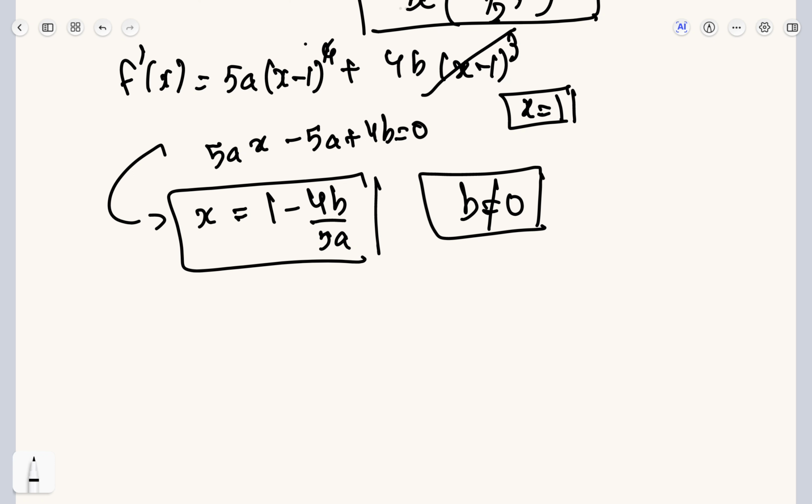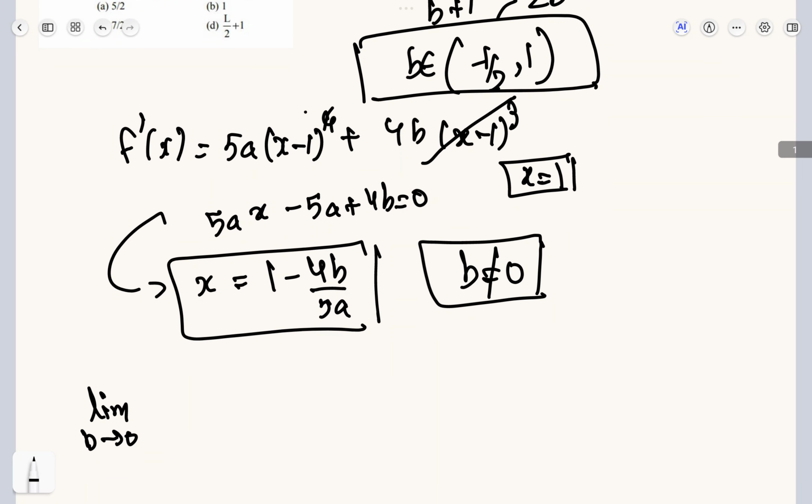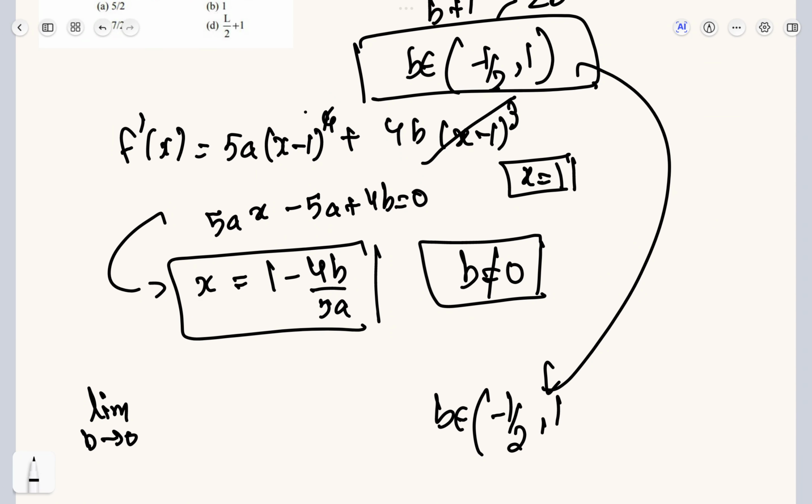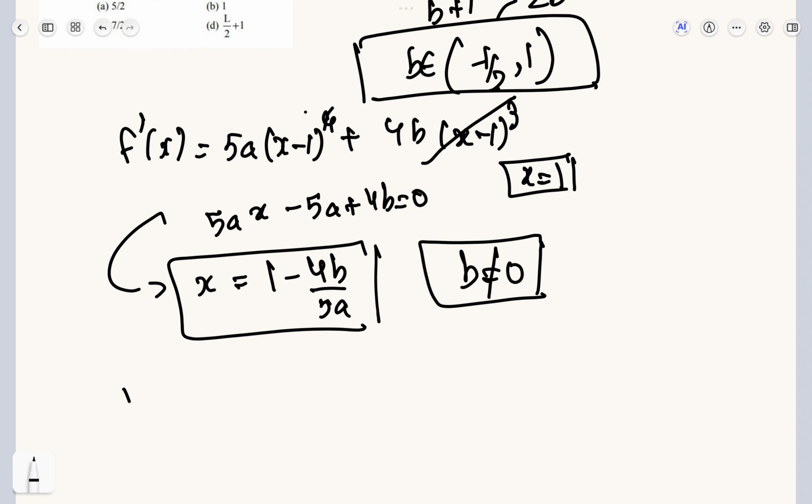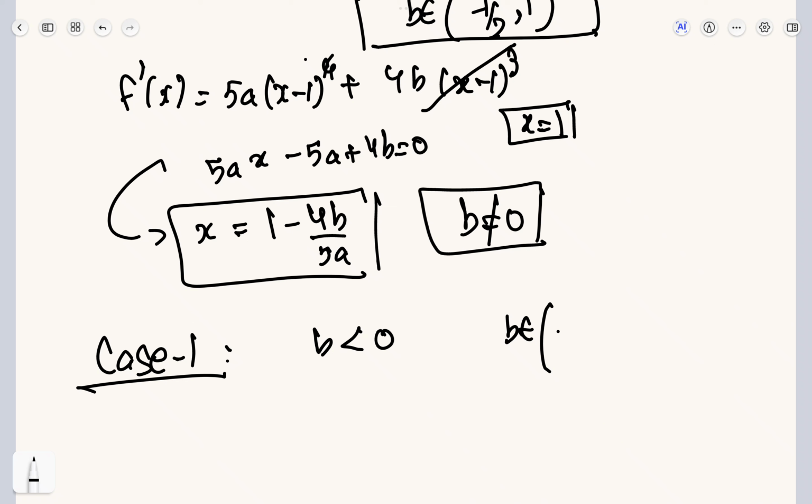So I have two parts. Now, as b is tending to 0, I need two cases as b belongs to (-1/2, 1). So let's just break it into two cases. Case 1 is b is less than 0, b belongs to (-1/2, 0).